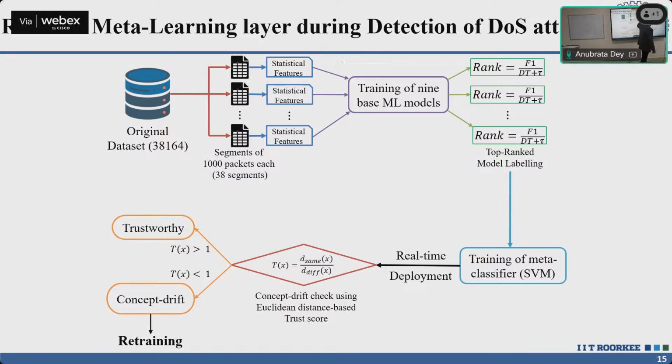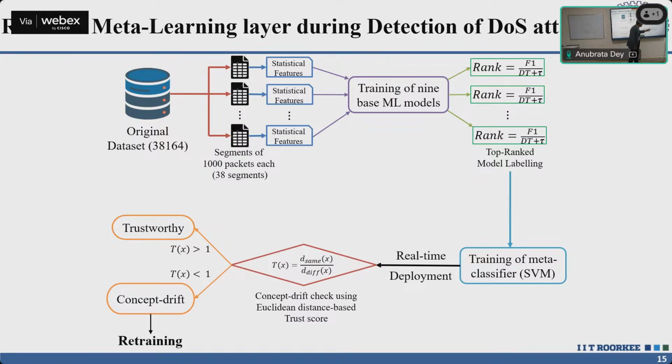So this is how you can calculate this type of rank for all segments. For each model you calculate the highest rank, and these statistical parameters you give to another, different classifier. Here we have used a support vector machine, and then you deploy it in real time. So earlier, whatever data you had acts as a base model.